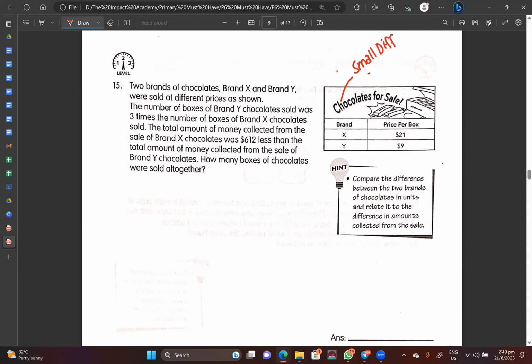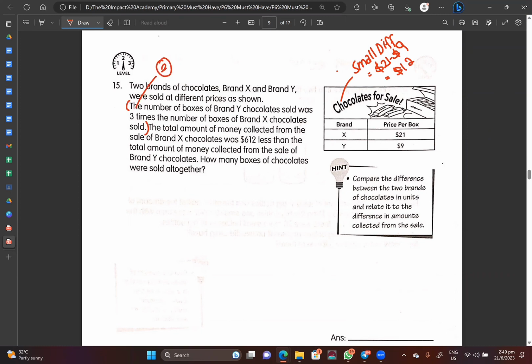You all agree so far? Because I am saying price per box. That means I'm comparing one box of brand X and one box of brand Y. You understand so far? So this is simply just $21 minus $9. You can quickly find out your small difference first. We get a beautiful answer of $12. Okay, now we read the next part of the sentence.